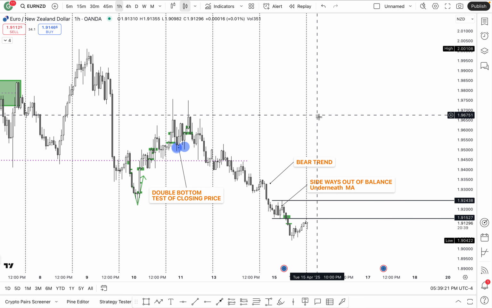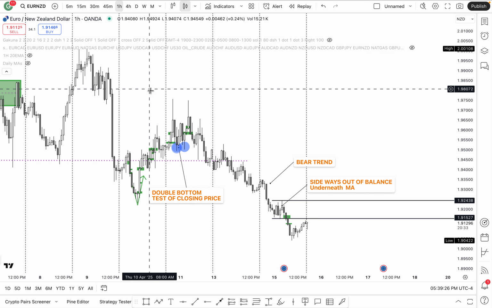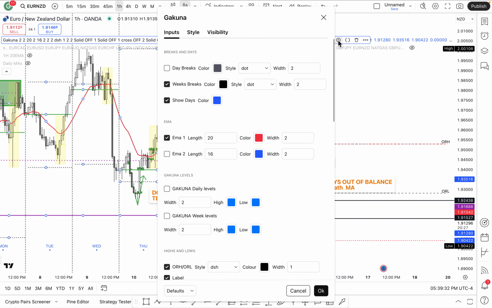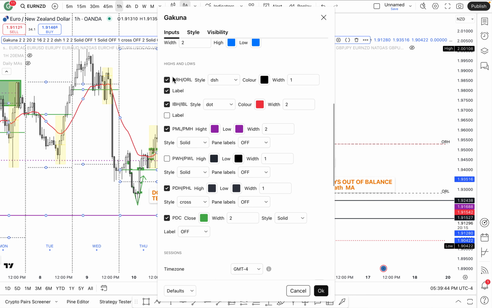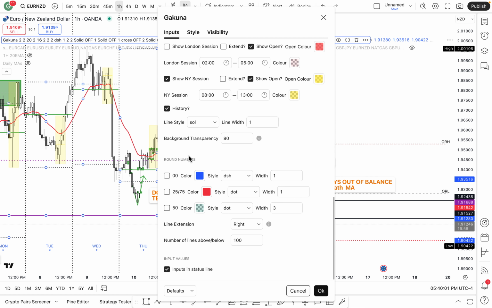Now, the second thing you need as a beginner is the indicator. You need the Stacey Burke previous days high and low indicator, which I have here as my Gakuna levels indicator. This indicator consists of weekly breaks. It shows you the days, Wednesday, Thursday, Friday here, your 20 EMA. It shows you your opening range high and opening range low, your initial balance high and low. It shows you previous month level, previous week level, closing price levels, previous days high and low. Your timings, your sessions, you can show Asia, show London, and also your round number levels.